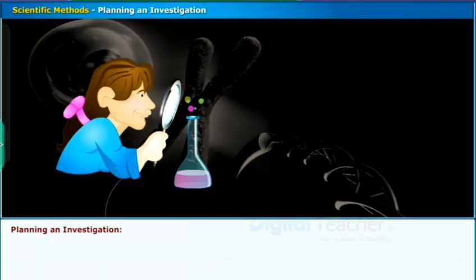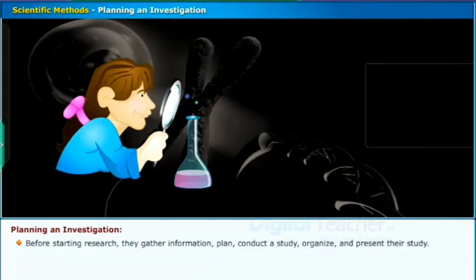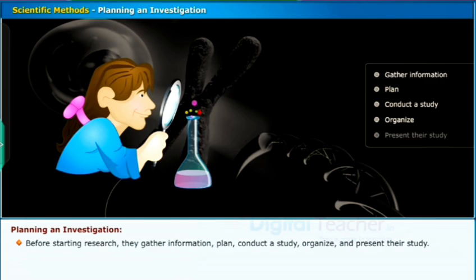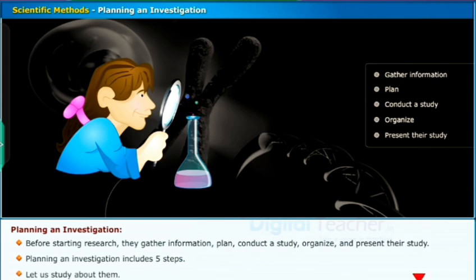Planning and investigation. Before starting research, they gather information, plan, conduct a study, organize, and present their study. Planning and investigation includes 5 steps. Let us study about them.